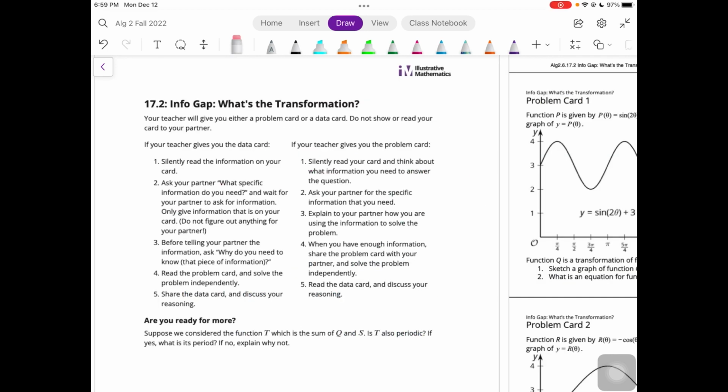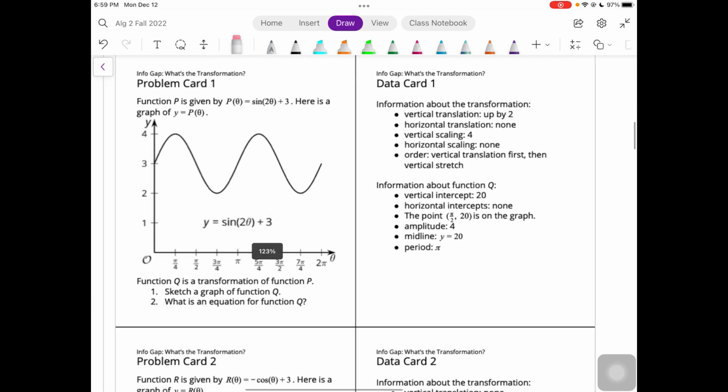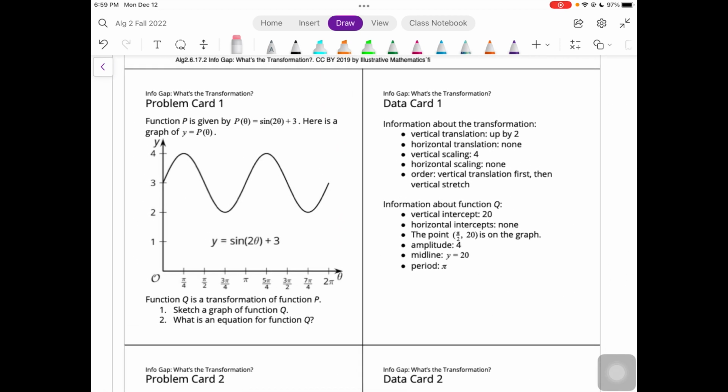All right, so let's take a look at 17.2. It's an info gap. So we are going to take a look at the problem card and the data card together. This is a little bit more challenging, so we're going to take it step by step. We have this original function where p of theta is equal to sine of 2 theta plus 3. So they've taken the regular sine graph, made the period shorter, basically cut it in half, so 1 period is pi. And then they took the midline and raised it 3 units.